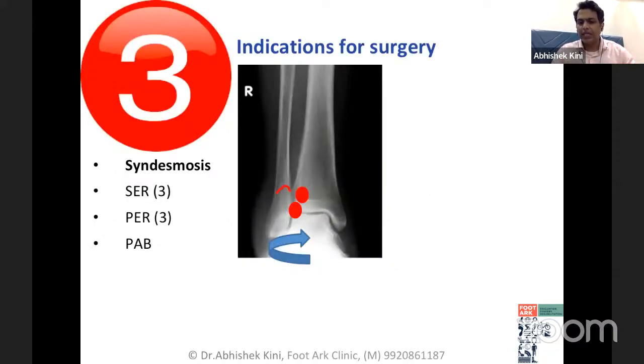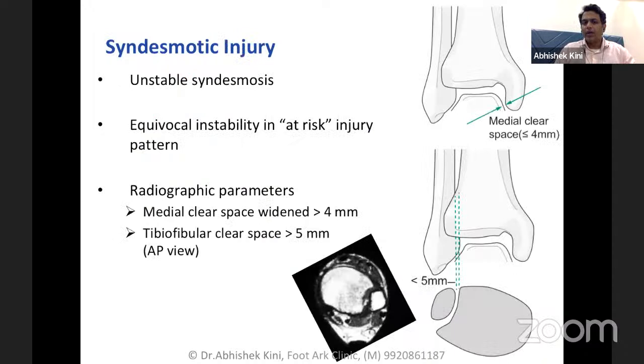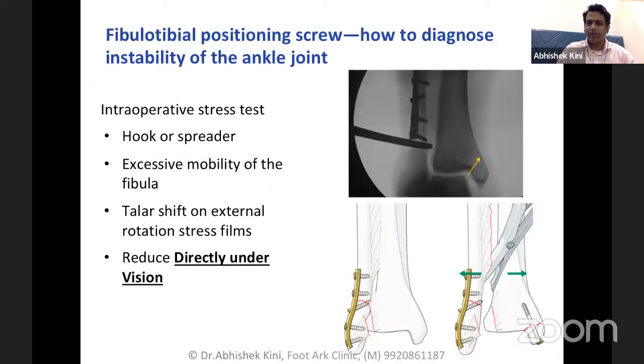Indication number three in the ankle is syndesmosis. Syndesmotic injuries are seen in supination external rotation 3, pronation external rotation 3, and pronation abduction injuries. All three of them get it. So any unstable syndesmosis, equivocal instability or at-risk injury pattern. And how do you identify it? A medial clear space of more than 4 millimeters or a tibiofibular clear space of more than 5 millimeters in an AP view is a radiologic indicator that there might be syndesmotic instability.